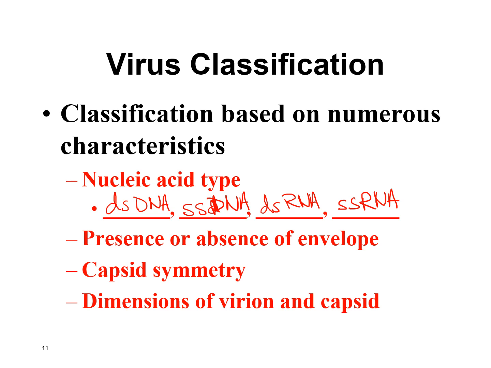We could also classify them based on whether they have an envelope or not. We could also classify them based on the shape of their capsid. So is it helical? Or maybe it's an icosahedral capsid, or maybe it's complex. We could also classify them based on the size of the virus. So that would be another way we could do that.